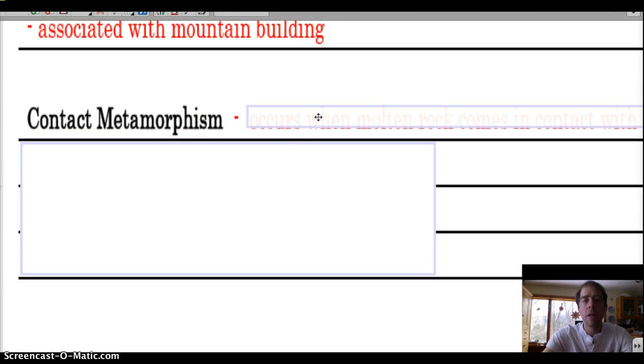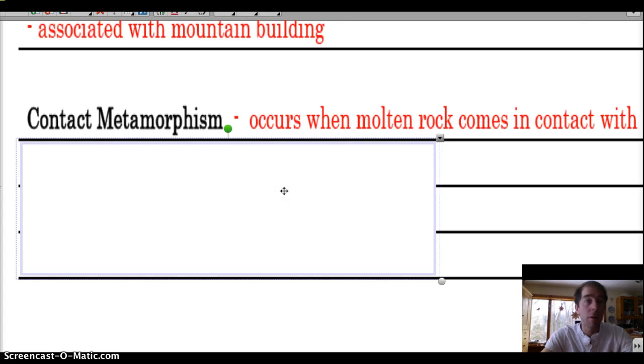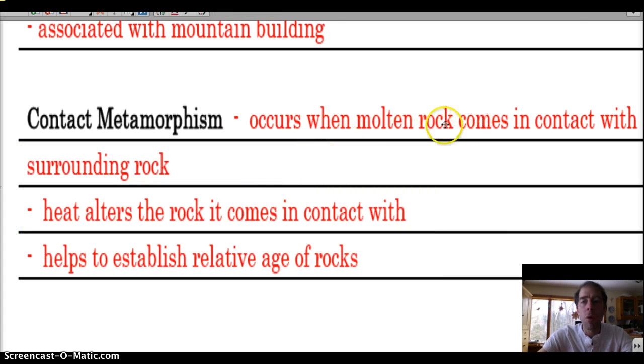Contact metamorphism, on the other hand, can happen a little bit more quickly. It's when molten rock comes in contact with surrounding rock. So the heat itself is just altering the rock. It's not necessarily a pressure that's causing that change. So this we can use to help us find the age of rocks, and I'll talk about that in a minute, and maybe a little bit later when we talk about the age of rocks and how we find the age of rock layers.